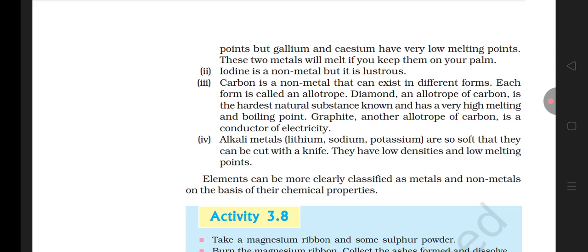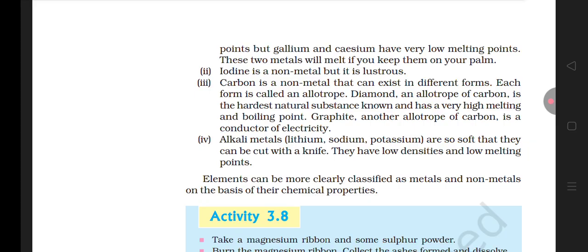Okay, now alkali metals. What are alkali metals? Lithium, sodium, potassium. Basically, why are these alkali metals? Because they can be dissolved in water, and they are so soft that they can be cut with a knife. They have low density and a low melting point.